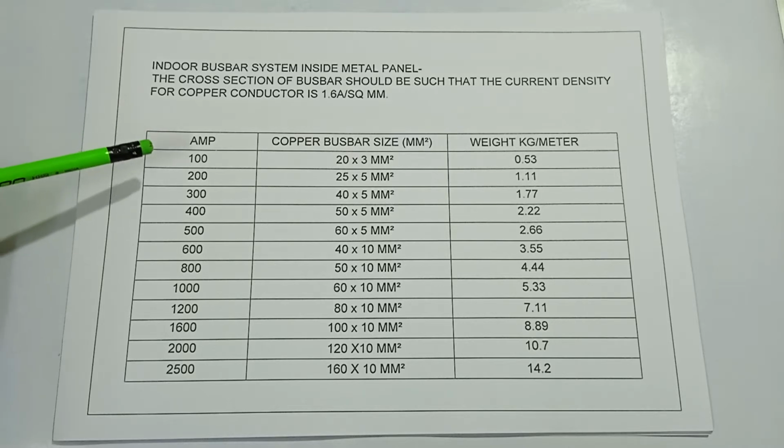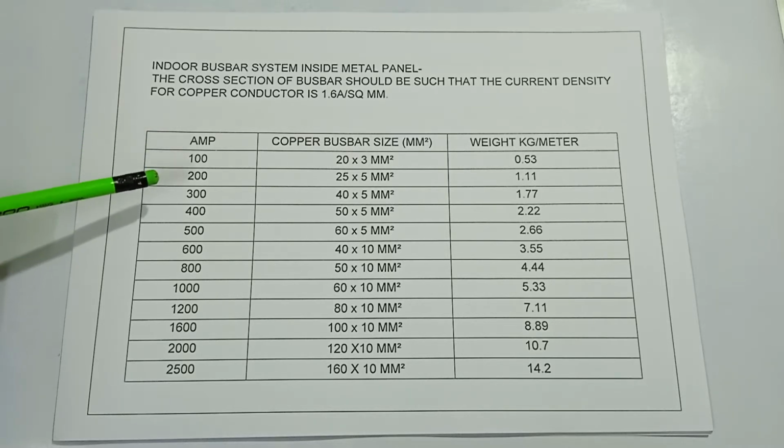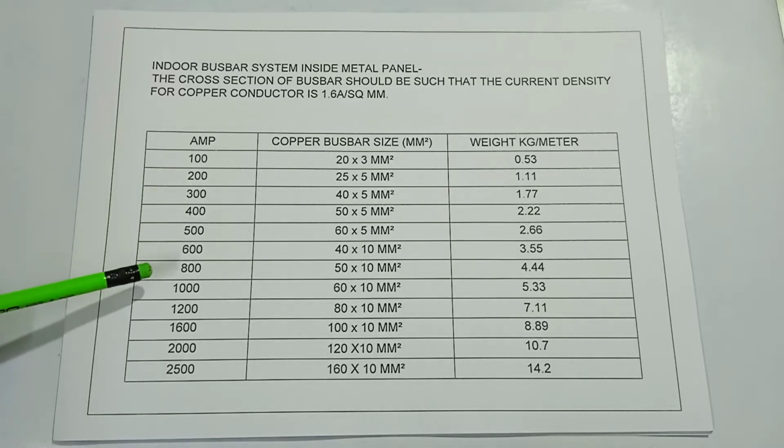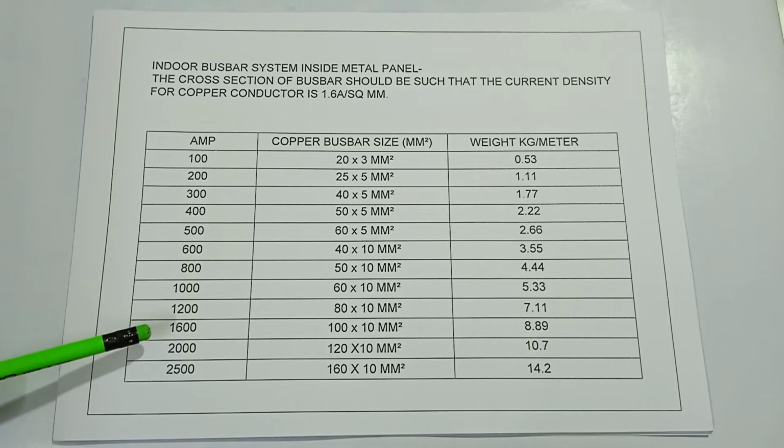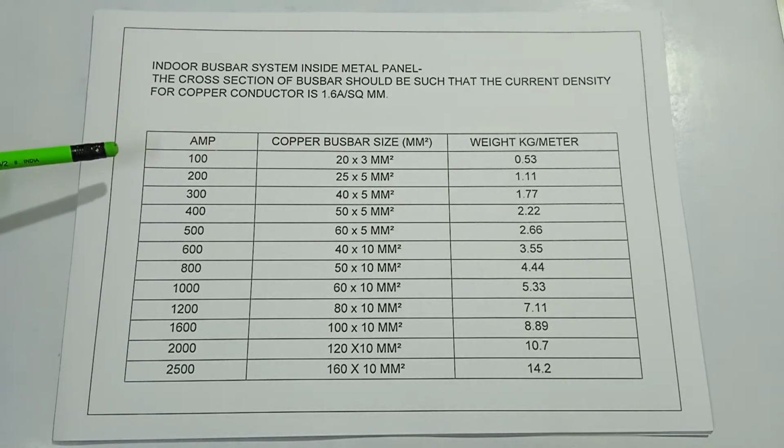Ampere is the same: 100, 200 ampere, 300 ampere, 400 ampere, 500, 600, 800, 1000 ampere, 1200 ampere, 1600 ampere, 2000 ampere, 2500 ampere. The corresponding copper busbar size: 20 into 3 square mm, next 25 into 5, next 40 into 5, next 50 into 5, 60 into 5, 40 into 10, 50 into 10, 60 into 10, 80 into 10, 100 into 10, 120 into 10, 160 into 10 square mm.